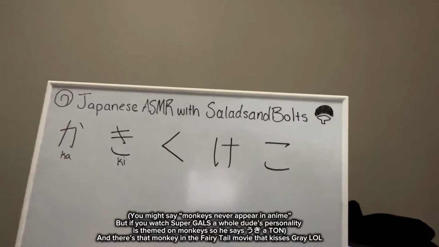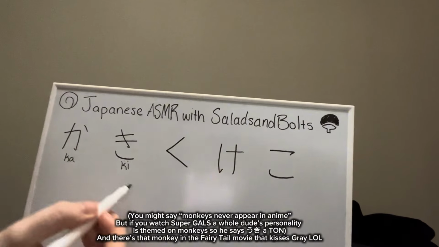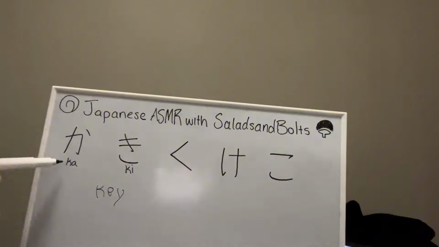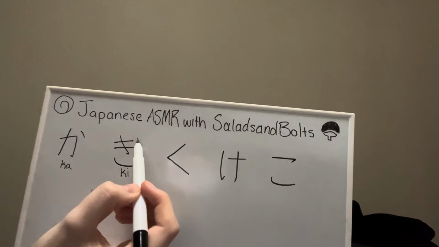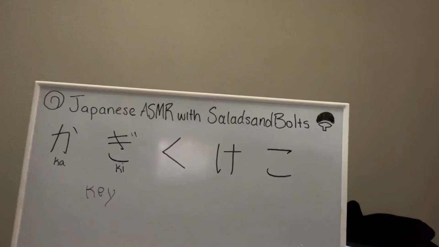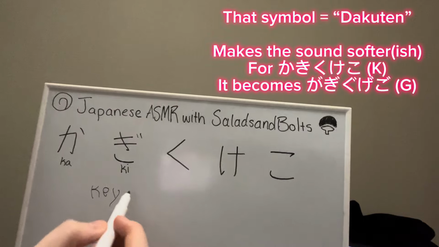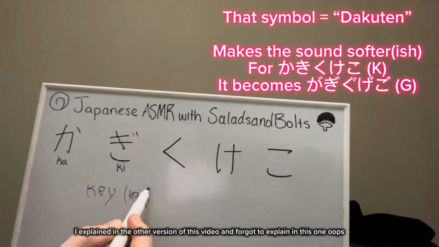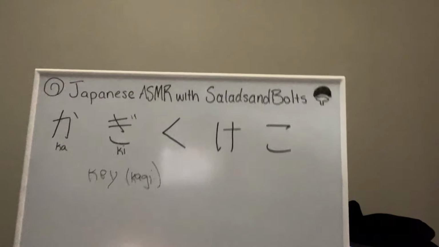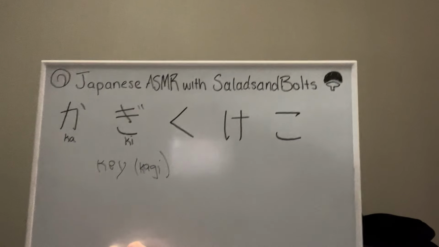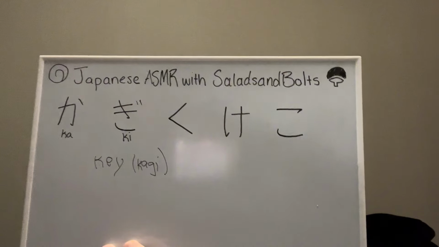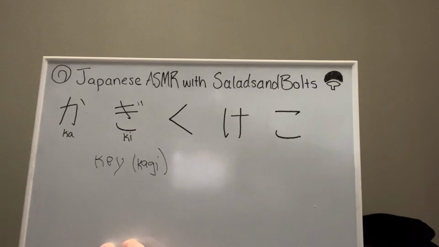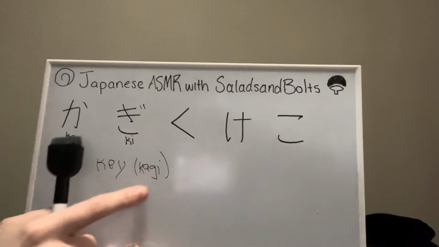And then kaki is how you say ki. The word for key, K-E-Y, is kaki. But in order to make this ki into gi, you have to put this here, and it becomes kagi, which means key in Japanese. If you've ever watched Fairy Tail, then you know that Lucy has lots of keys to summon her celestial spirits. They're called kagi.